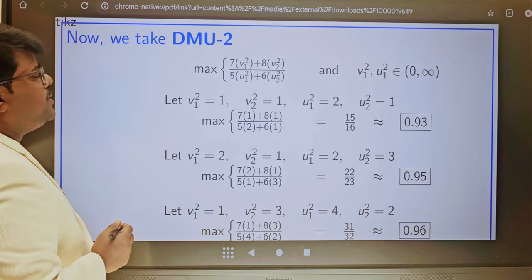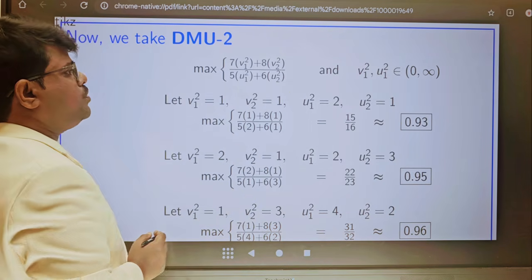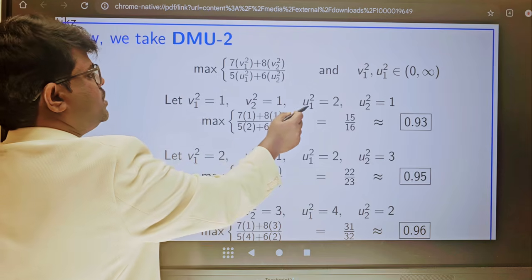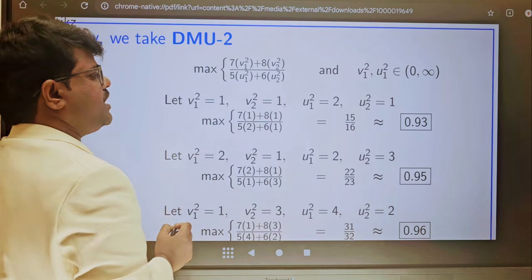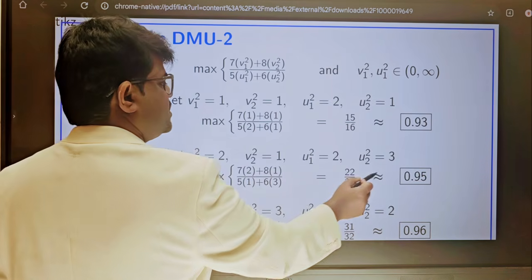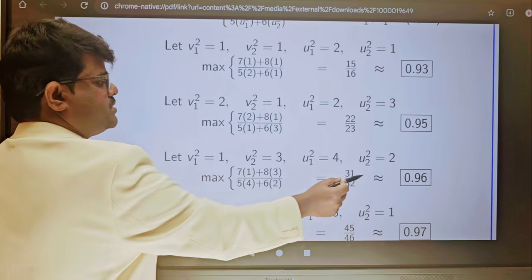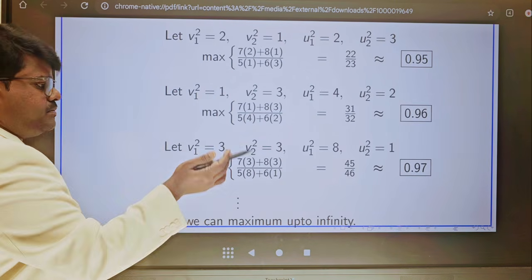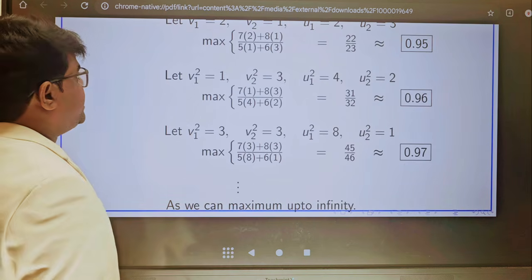Now we take DMU2. Same, we can maximize up to infinity. Let V1 equal 1, V2 equal 1, U1 equal 2, U2 equal 1. Therefore the maximum value is 0.93 for this pair. For this pair 0.95, for these values 0.96, for this value 0.97. Again, by taking different values, we can maximize up to infinity.